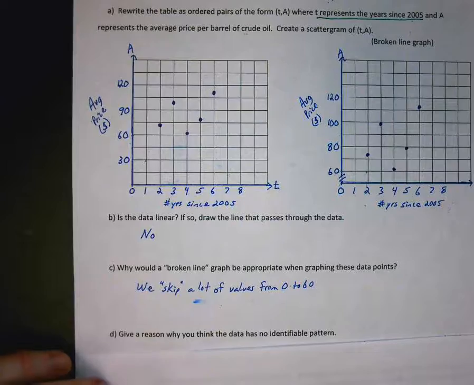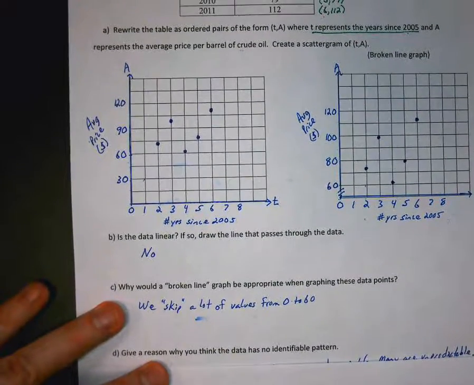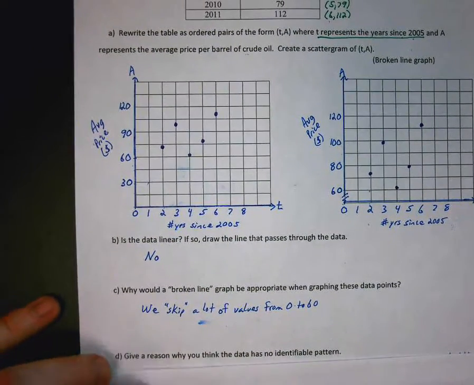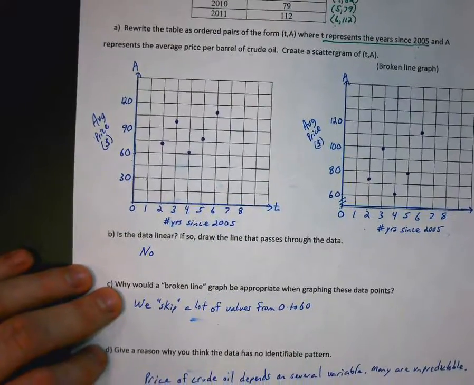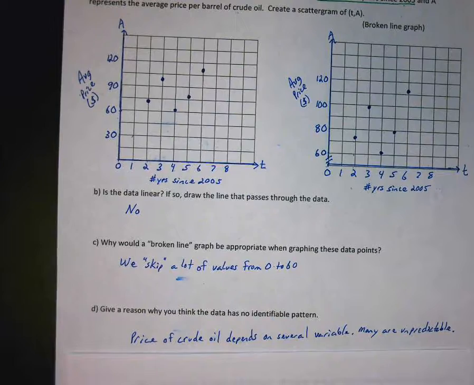And then why do we think there's no identifiable pattern? Well, this is a graph of crude oil as time goes on, and the price of crude oil will depend on several variables. Most, if not all, of those variables are unpredictable. So most likely there will not be an identifiable pattern or a nice linear pattern in our case for the price of crude oil because of all those variables.